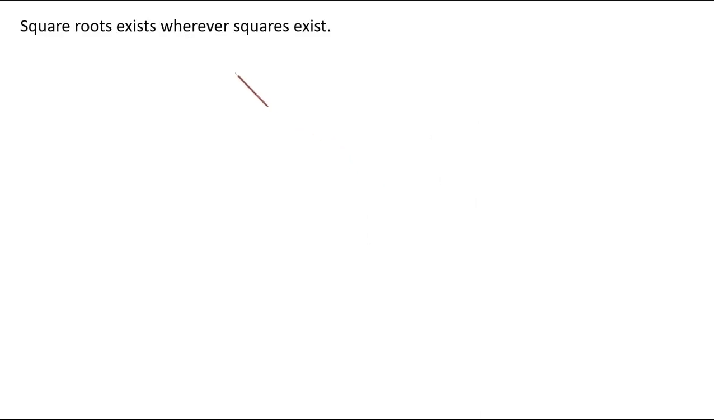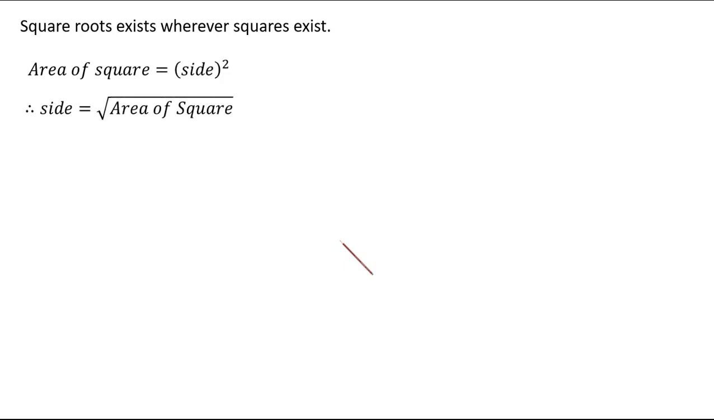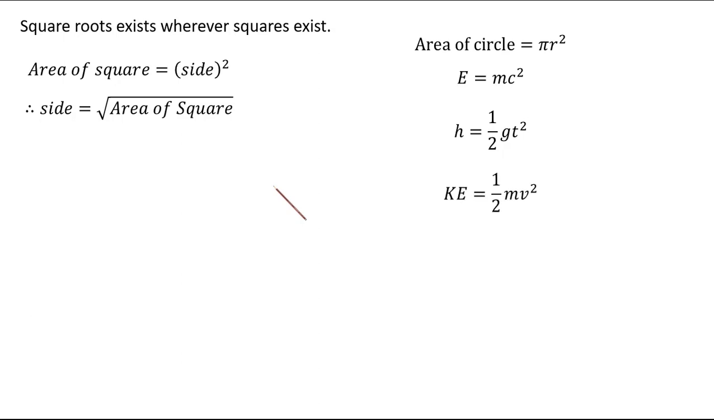Square roots also exist wherever squares exist. For example, if I say the area of a square is side square, it means the side is equal to the square root of the area. Similarly, the area of a circle is pi r square, E is equal to mc square, h is equal to half g t square. All these are physics formulae, and in all these formulae, we can see that there are squares. So you can find many such formulae, and I hope you understood this.